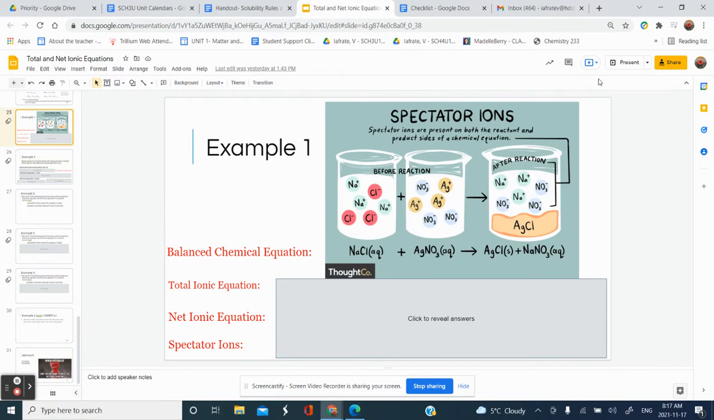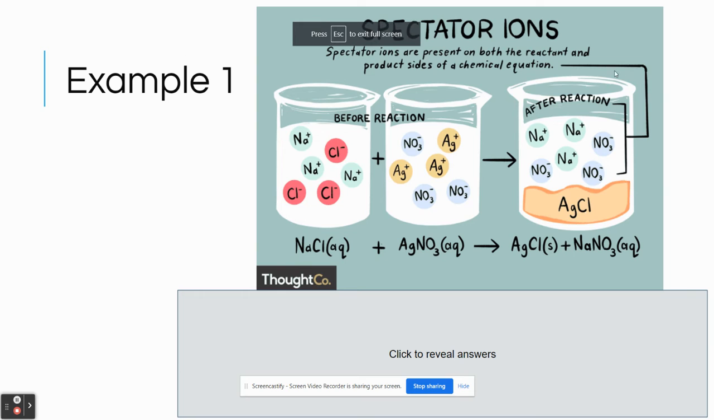In this video, we're going to do a few more problems related to writing net ionic equations. Before we do that, let's just recap what we saw in the last video. We saw an example of a net ionic equation being written. Our reaction was NaCl(aq) plus AgNO3(aq) produces AgCl(s) plus NaNO3(aq).